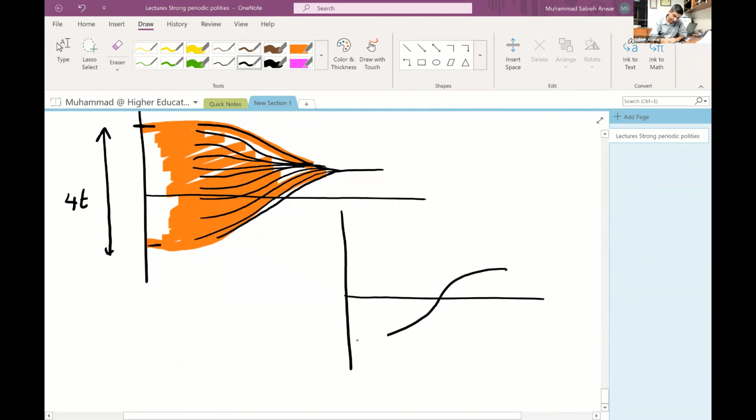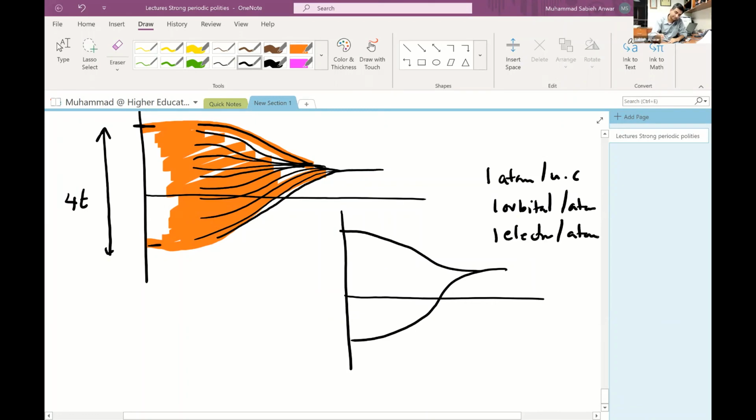So here is my band. This is the case when we have one atom per unit cell, one orbital per atom, and one electron contributed by each atom. So the single electron goes into the single orbital. So in this case, what's going to happen? Half of this band is going to be filled.